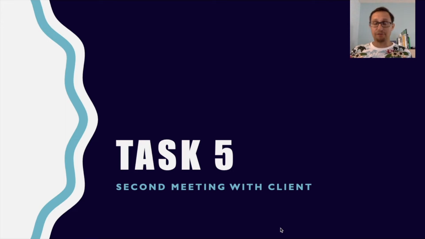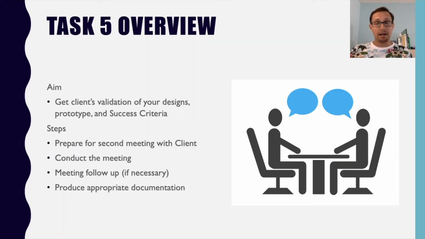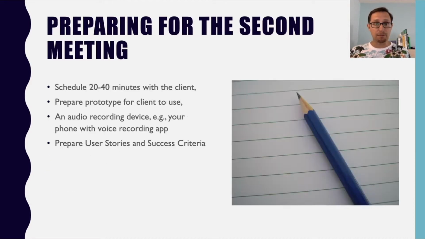So task 5, second meeting with the client. The point of the second meeting is, as I said, to validate your designs, prototype, and success criteria, right? And again, validation just means the client giving their thumbs up. Yes, this is right. This is what I wanted. The steps involved in completing this task are preparing for the meeting, doing the meeting, completing any follow-up on the meeting, and then producing the appropriate documentation.